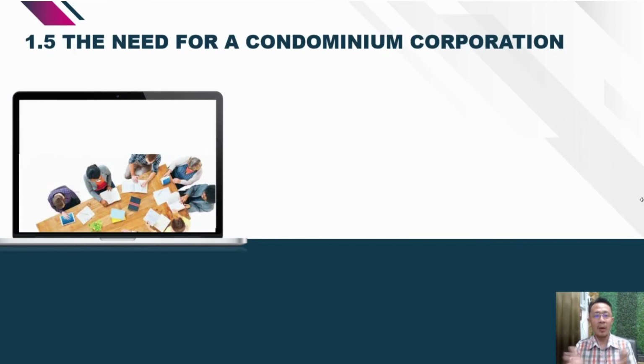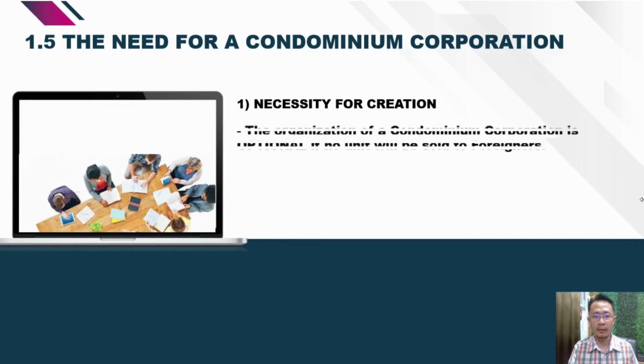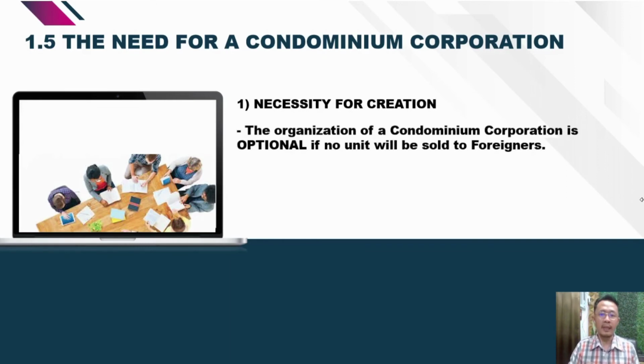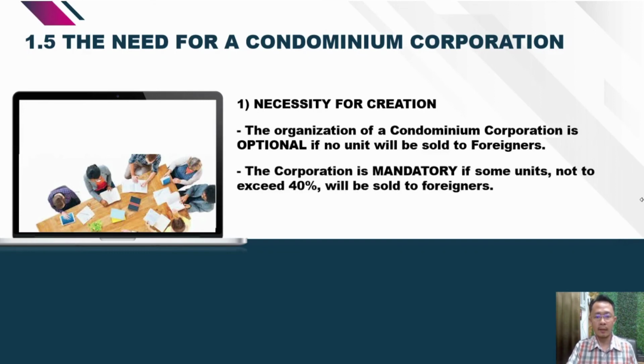Okay, so let's talk about the need for a condominium corporation. It starts with the necessity for creation. The organization of a condominium corporation is optional if no unit will be sold to foreigners. The corporation is mandatory if some units, not to exceed 40%, will be sold to foreigners.